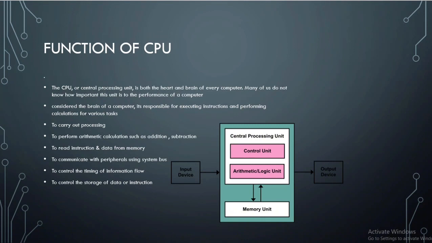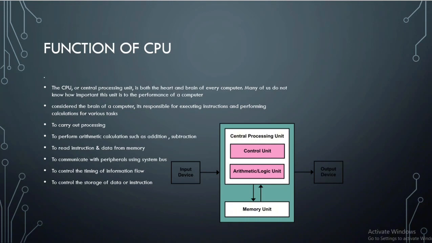So guys, do you all know the functions of the CPU? Today I'm going to tell you about the functions of the CPU. The CPU is both the heart and brain of every computer system. Many of us do not know how important this unit is to the performance of a computer system. Consider it the brain of the computer. It's responsible for executing instructions, performing calculations for various tasks, carrying out the processing, performing arithmetic calculations such as addition and subtraction, reading instructions and data from memory, communicating with peripherals, controlling the timing and information flow, and controlling the storage of data or instructions.